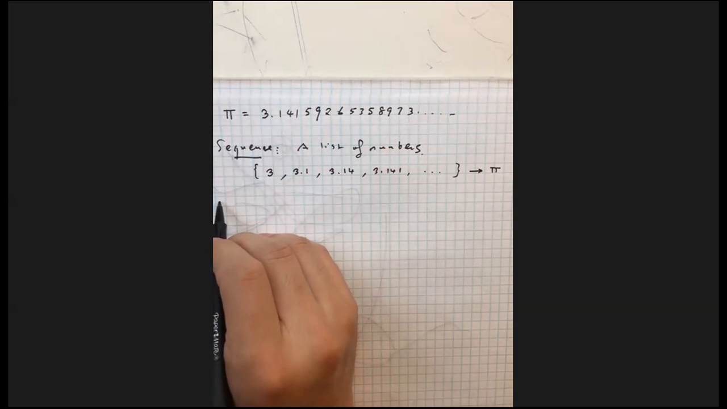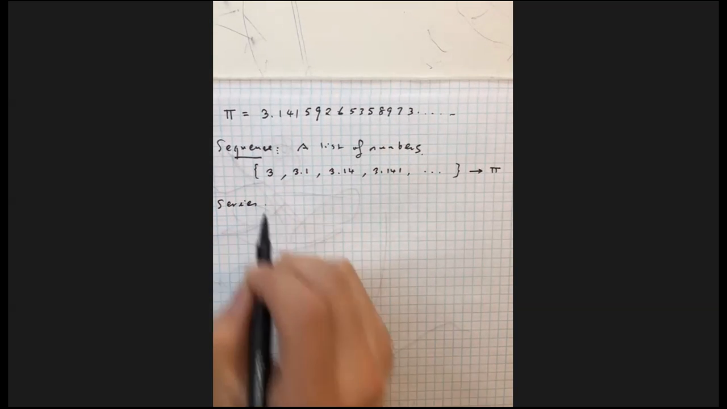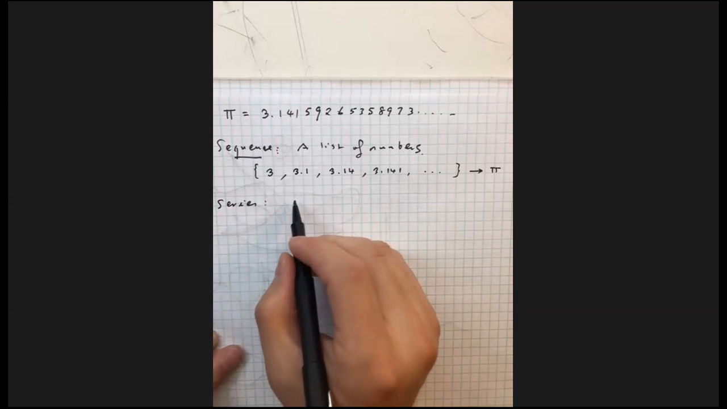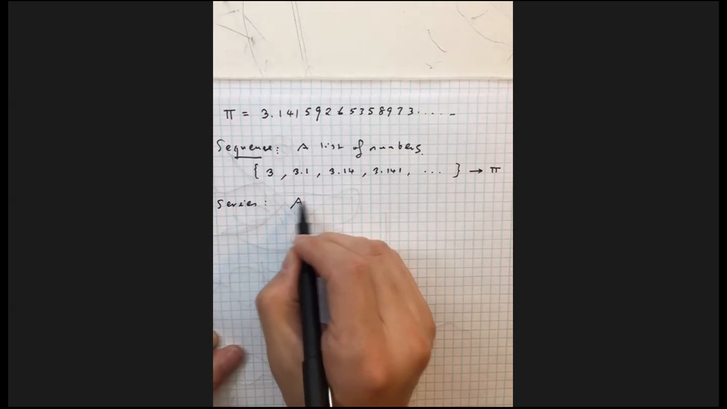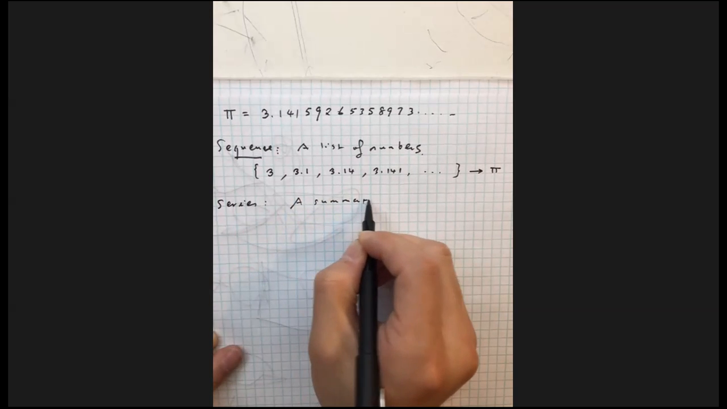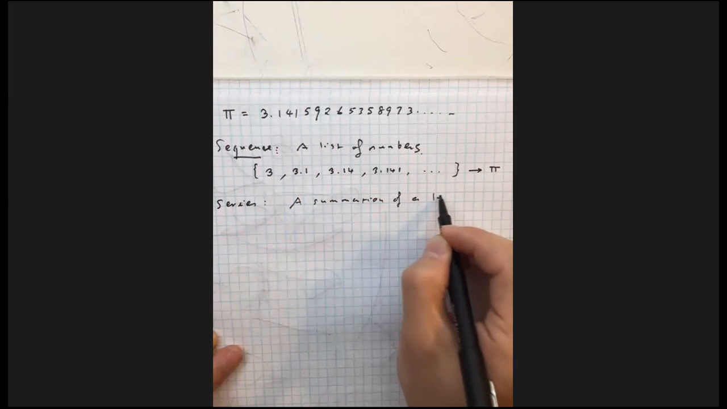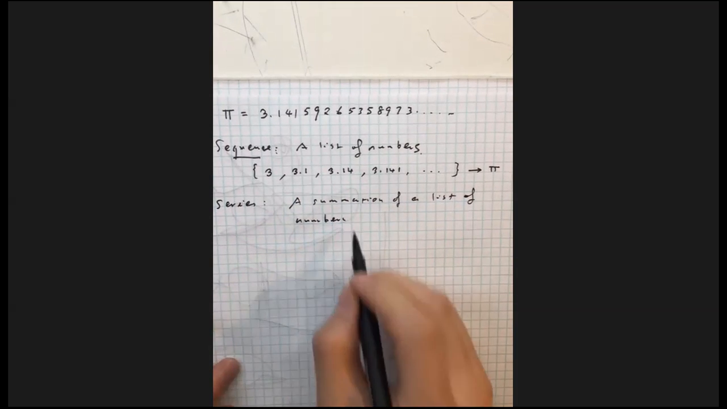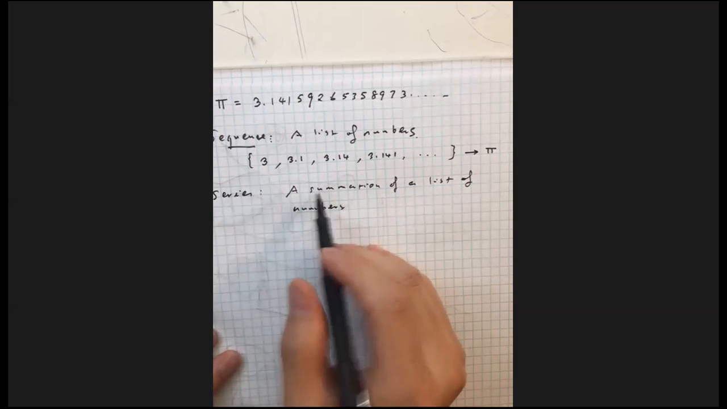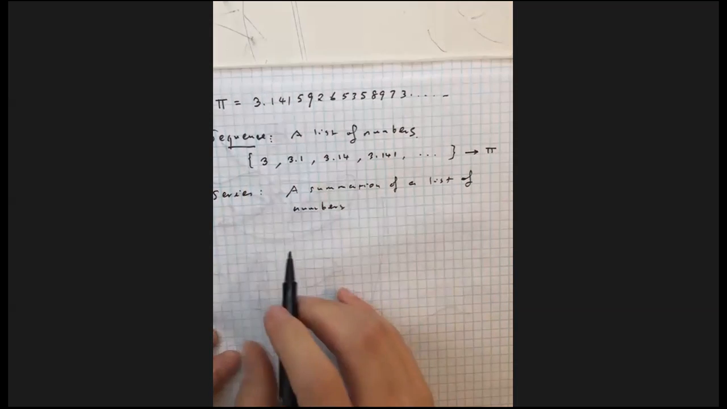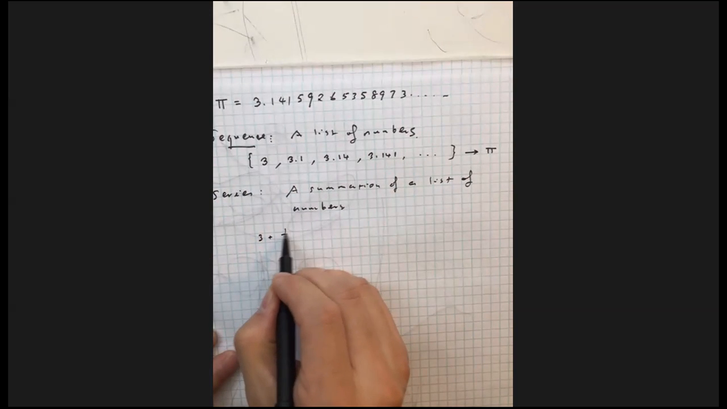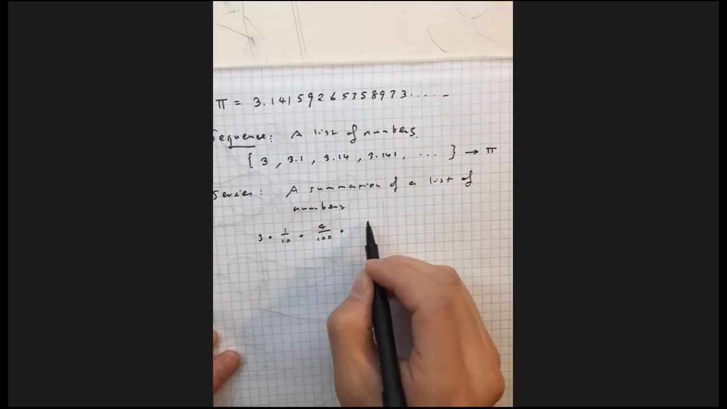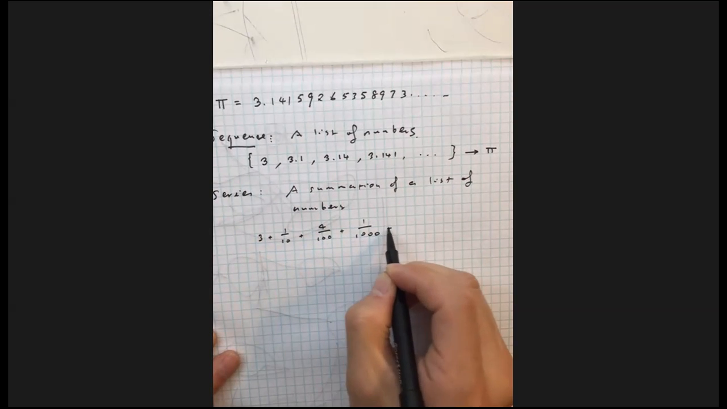But how do you represent pi as a limit of a series? So what is a series? Kind of slightly ahead of your schedule. A series is a summation of a list of numbers. Okay. For example, in this case, if I want to have pi as a limit of a series, that would be the following: 3 plus 1 over 10 plus 4 over 100 plus 1 over 1,000 plus things like these.